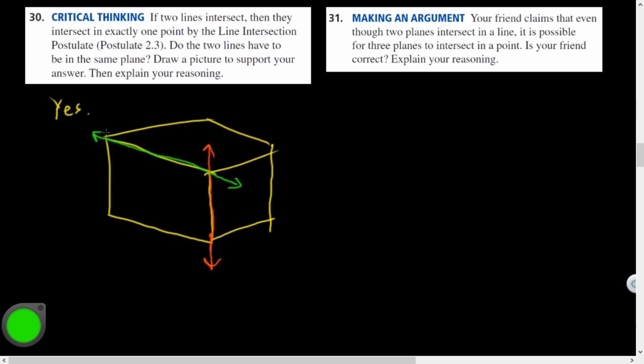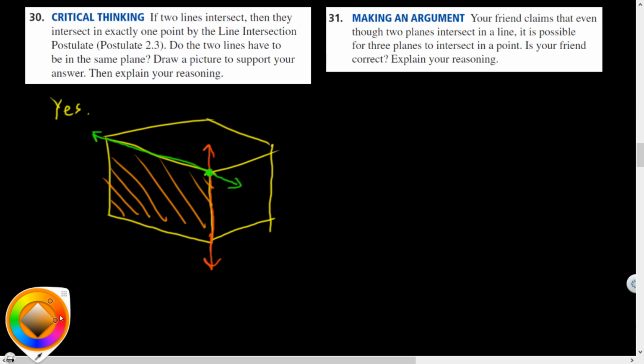Now the green line, maybe I was thinking about it existing in this plane, and the red line we were maybe thinking about it existing in this plane. But the fact that they intersect, there must be a common plane that those share. Okay? Like no matter what, because they intersected. The justification is this. Okay, so those two lines, they intersect at a point.